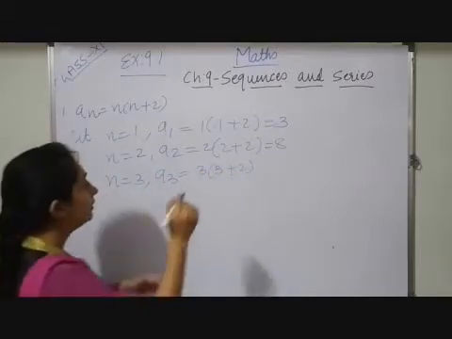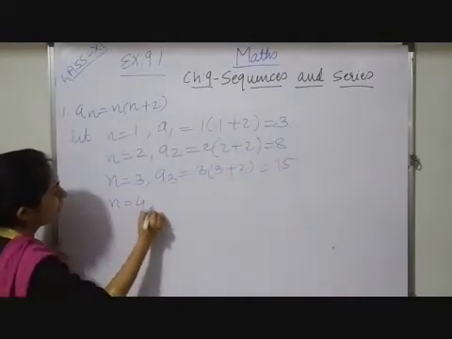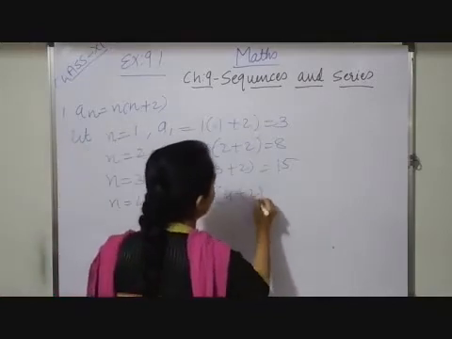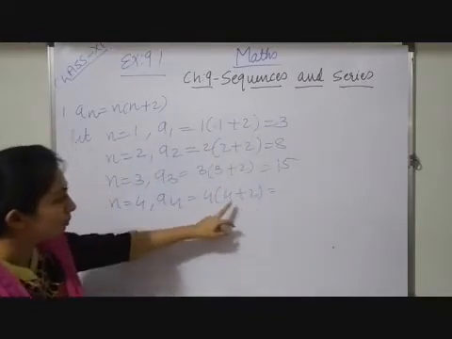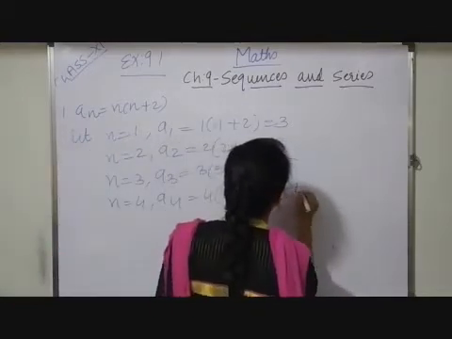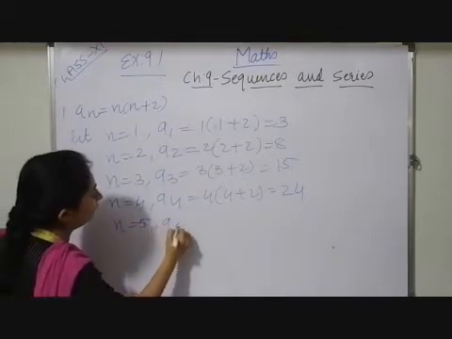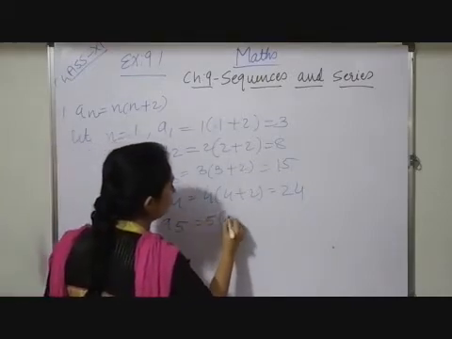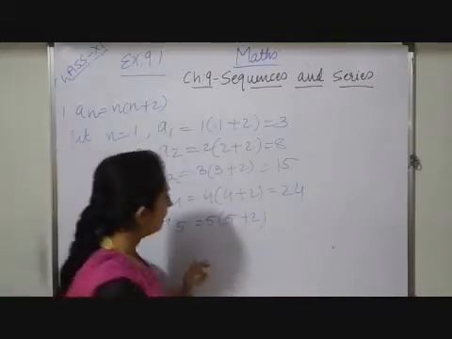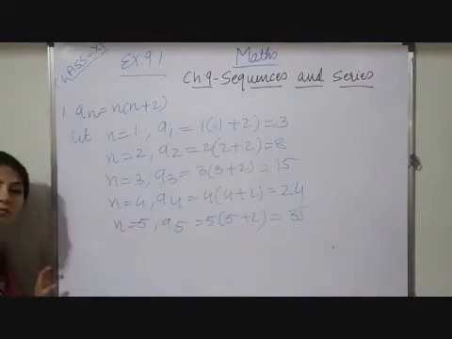3 into 5 is 15. Similarly, I will find out its fourth term. a4 is equal to 4 into 4 plus 2, which is 4 into 6, that is 24. And if I take n is equal to 5, I will get the fifth term, that is 5 into 5 plus 2, 5 into 7, that is 35.